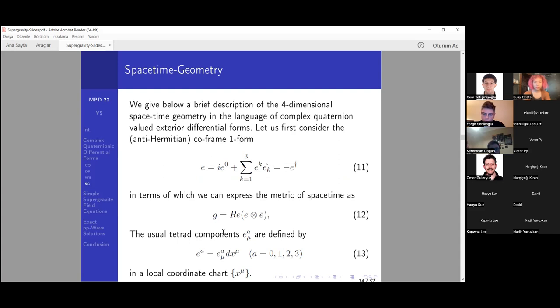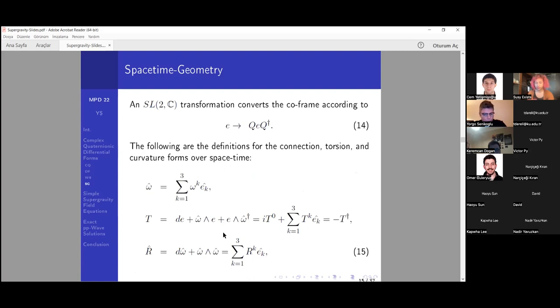Okay, now a brief description of the space-time geometry in the language of complex quaternion valued exterior differential forms. We consider the anti-Hermitian coframe one form that we denote as small e, which is equal to I e zero plus the sum from one to three of ek ek, in terms of which we can express the space-time metric as g, the real part of e e bar. Okay, and our usual tetrad components ea mu are defined by formula 13 in a local coordinate chart, of course.